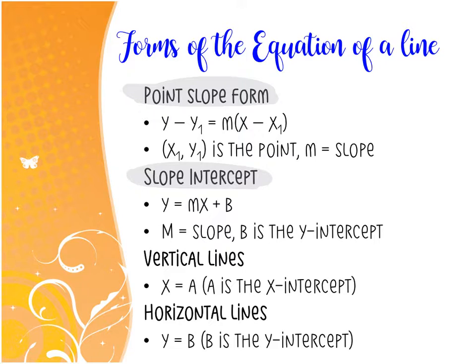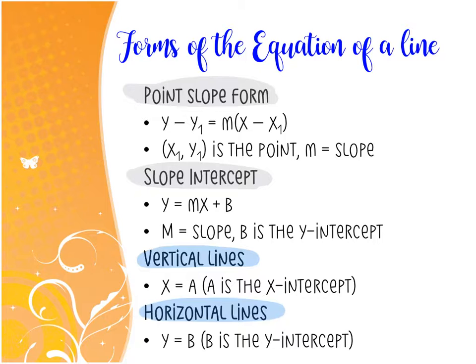And then there's these two special cases, which are vertical lines and horizontal lines. The vertical lines only have one variable, and that variable is an x. It would be like x equals a number. And that number is going to be your x-intercept. This would be a vertical line straight through that point. And then the horizontal line is y equals.